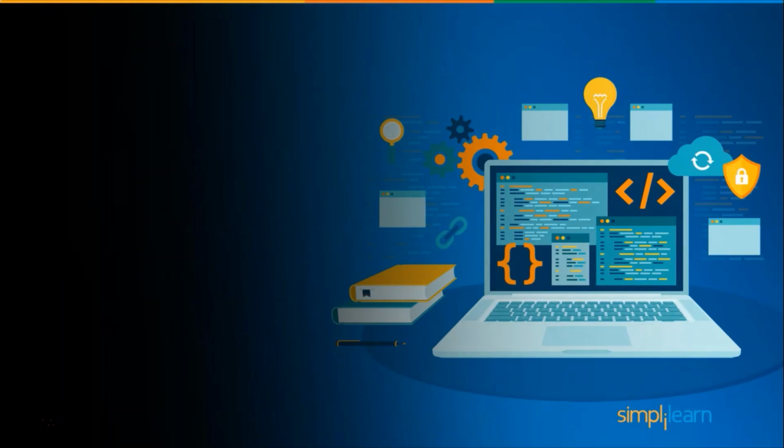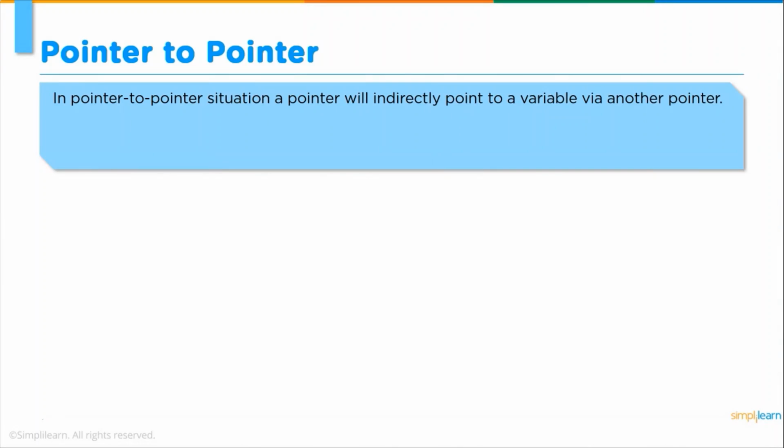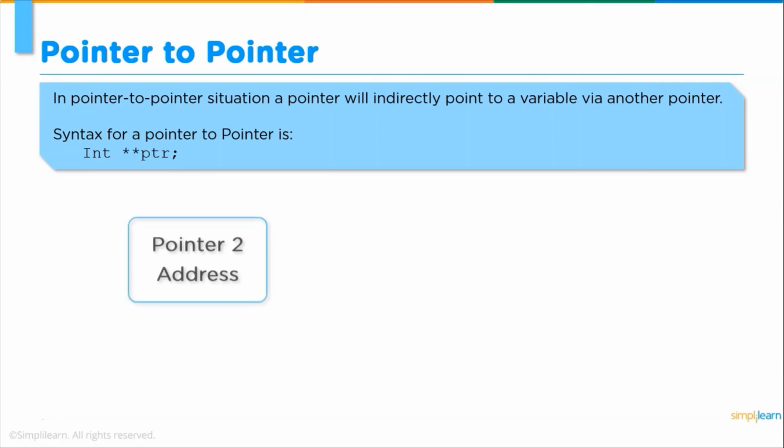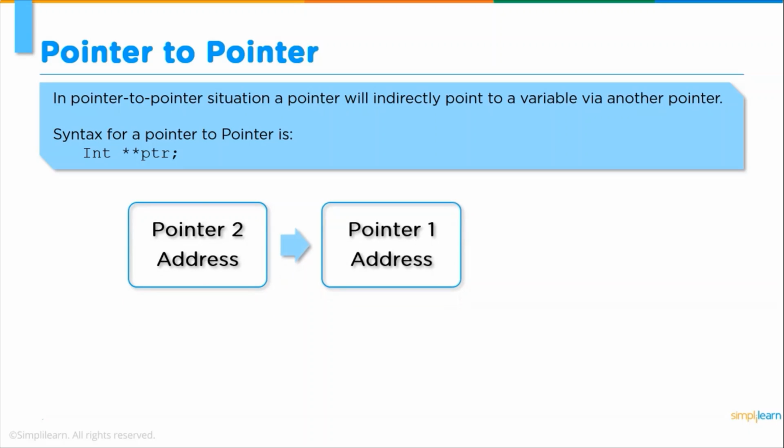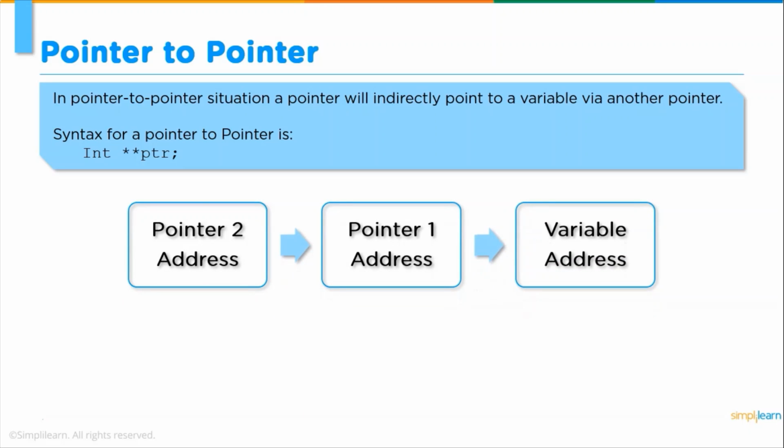Let's talk about another use case, pointer to pointer. Basically, in this situation, a pointer will point at a variable via another pointer. We declare it with two asterisk symbols. Let's discuss it with an example. Suppose a pointer 1 points to a variable and another pointer 2 points to that pointer 1. This way, pointer 2 will indirectly be pointing to the variable. Let's go to the code editor and try implementing it.